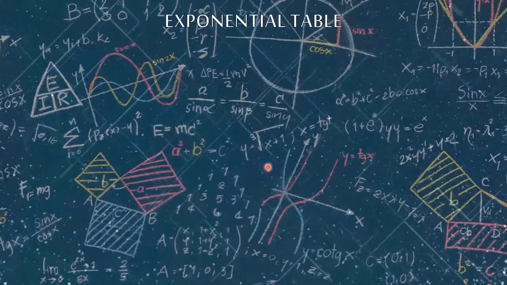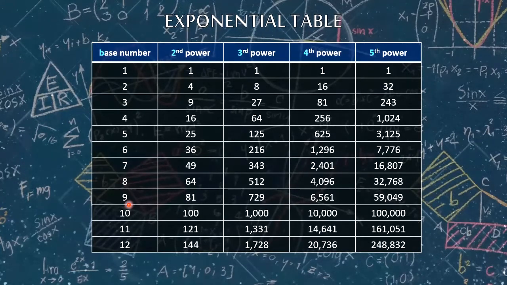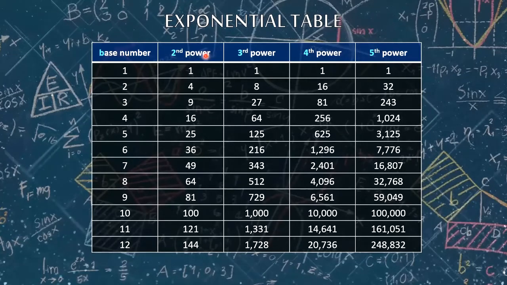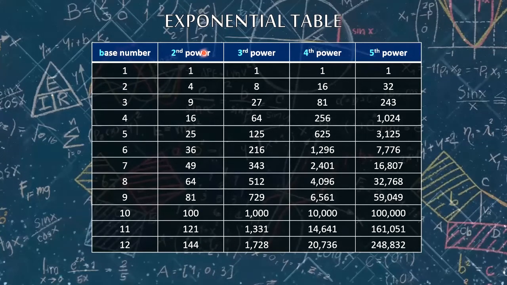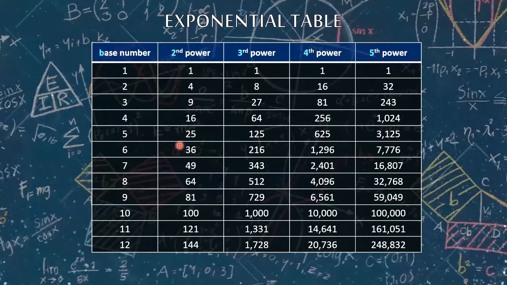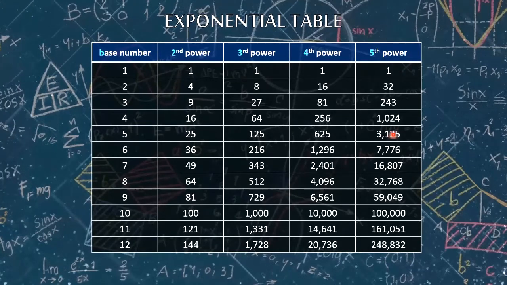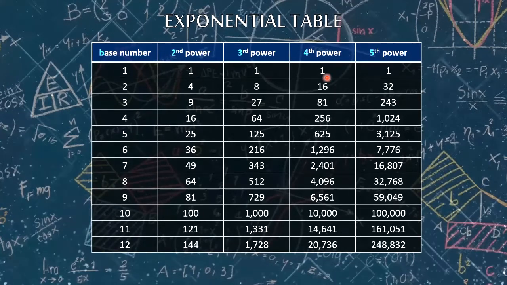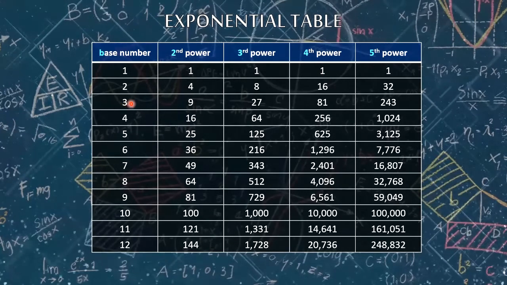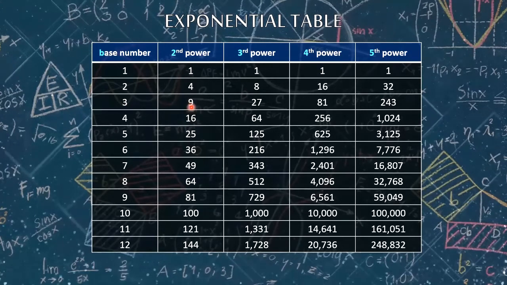But before that, let's familiarize this exponential table. We have here the first column, the base number, and the following columns are the power: first, second, third, fourth, or to the fifth power. Now, when base number 5 is raised to the power of 5, the result is 3,125. Or we have another example, when 1 is raised to the power of 4, the result is still 1. When 3 is raised to the power of 2, that means multiplying by itself twice, the result is 9.